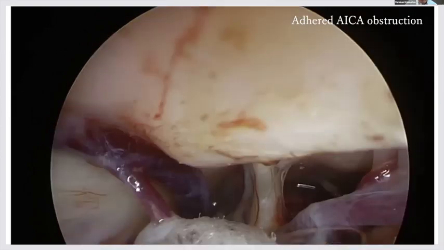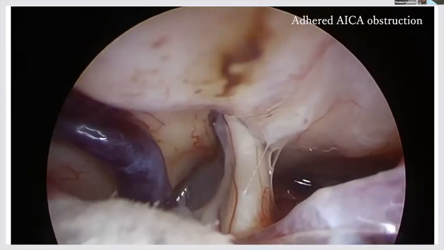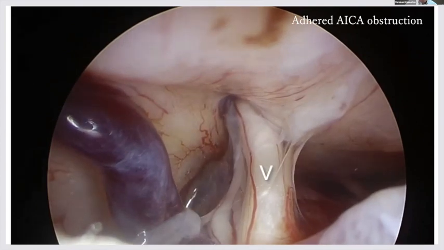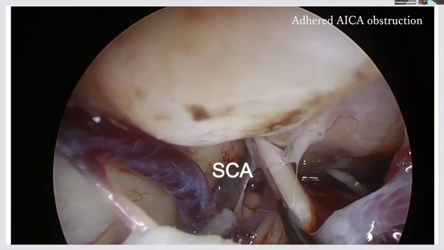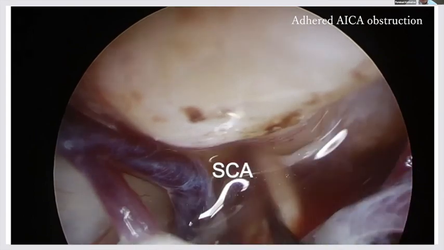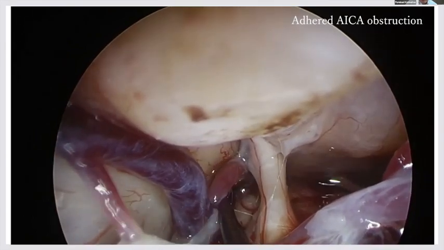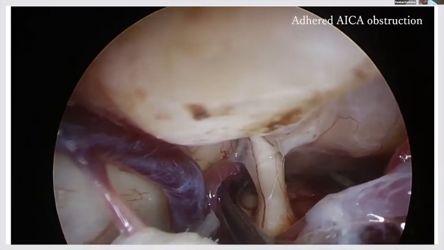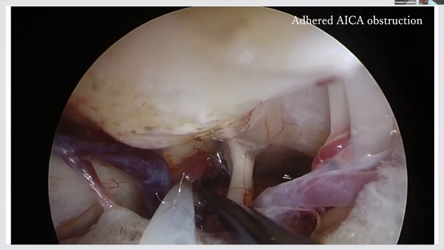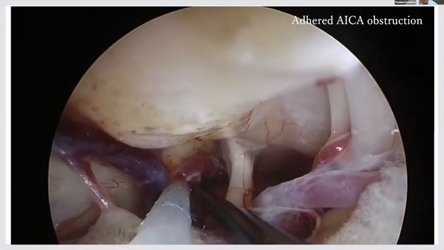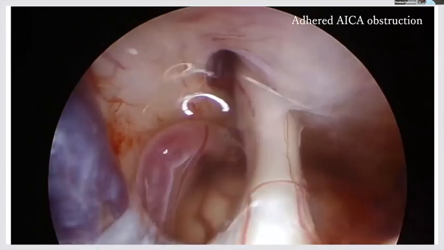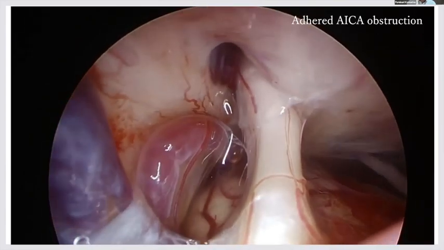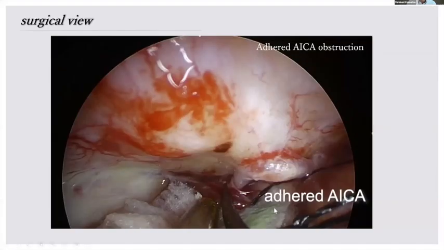And now we can see the trigeminal nerve, and behind the trigeminal nerve the offending artery is identified. Also, the arachnoid membrane around the trigeminal nerve is well dissected. And then this offending artery was fixed at the cerebellar tentorium with fibrin glue. So complete decompression is achieved. I think this is a rare case, with ICA obstacle, and this is the surgical view.